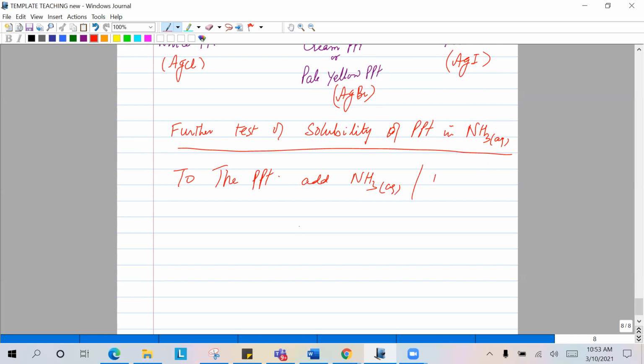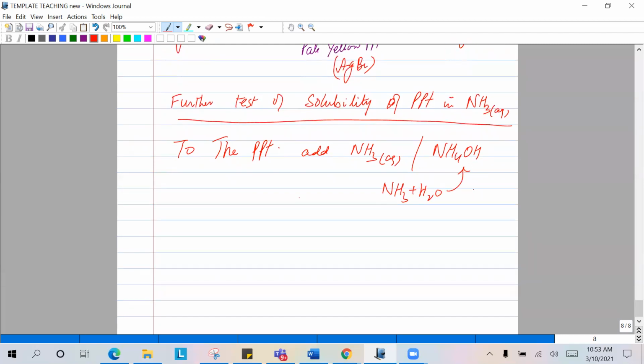Now they may say ammonia solution or they say ammonium hydroxide. It is the same thing. The reason is ammonia dissolved in water forms this thing. So whether they say ammonia solution, ammonia water, or ammonium hydroxide, all means the same thing.